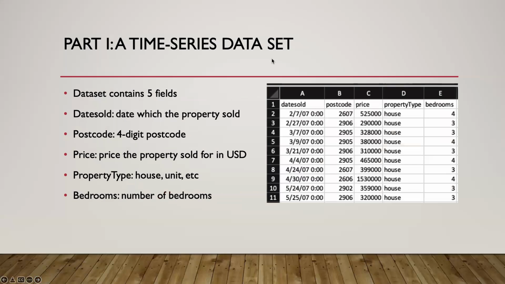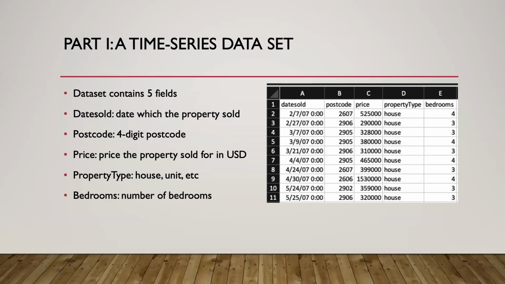And so the data set contains 5 fields. The first field is the date sold, which is the date the property was sold, a timestamp. The postcode, a 4-digit postcode. I believe all the postcodes are from around the same region, so I don't think they're much help in looking at the prices, but there may be some leeway there. From what I read, it was just for indexing purposes.